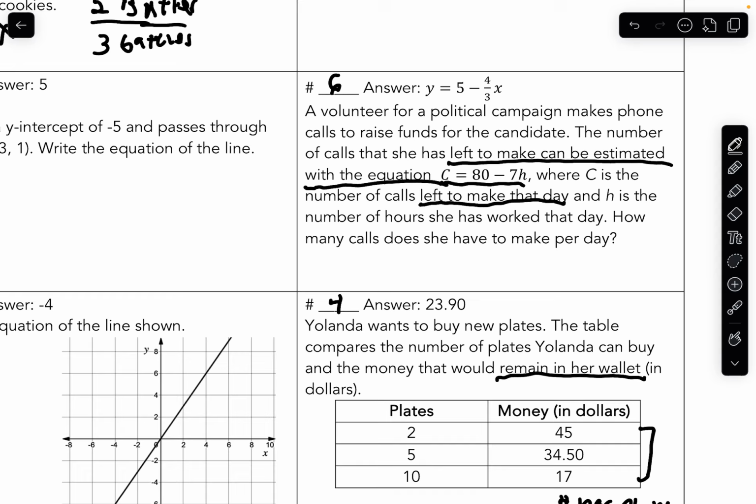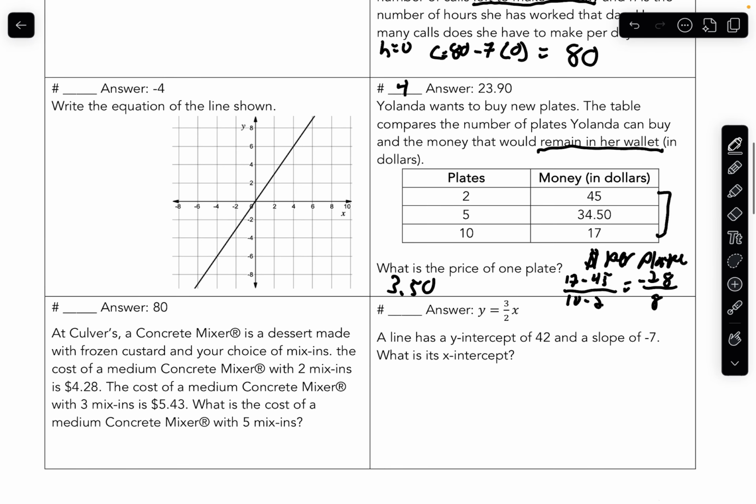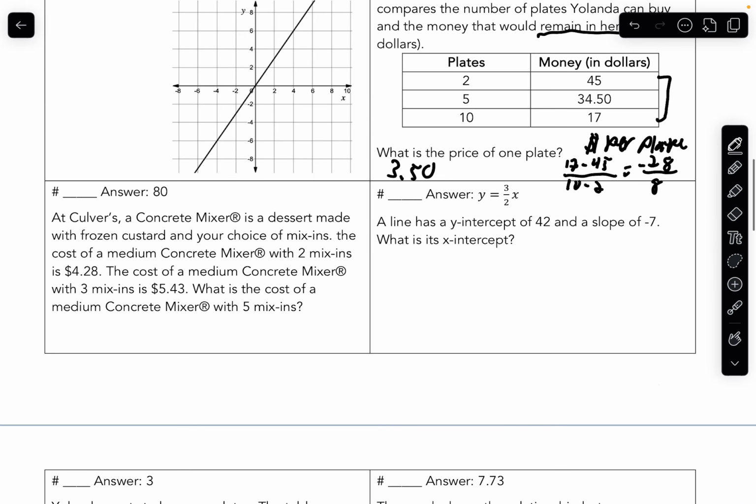Well, each day before she starts calling, H is 0 because she hasn't started calling. So if you set H equal to 0 in this equation, that will tell you. H is 0. I'm just writing this down with H 0. That is going to be 80. She has to make 80 calls per day. All right, so now we look for the number 80. Oh, it's right here. And that was 6, so this is 7.